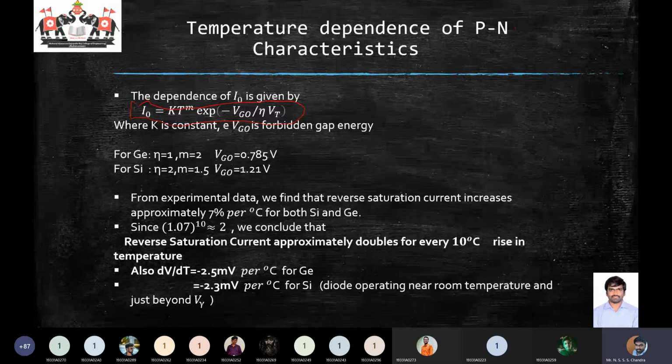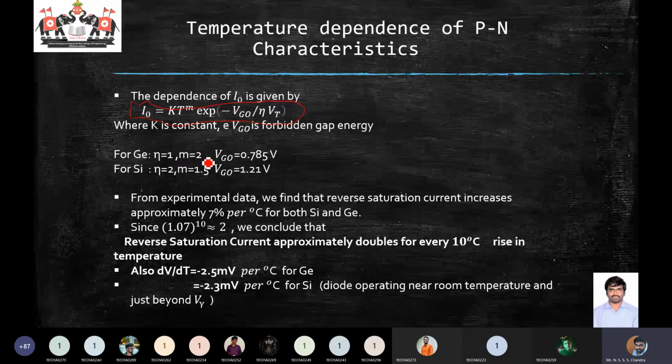So I naught is equal to k into T power m into exponential of minus Vg naught by eta Vt, where k is some constant, m is also a constant for a given diode, and Vg naught is nothing but your forbidden gap energy. For germanium, eta is equal to 1, m is equal to 2, whereas the forbidden energy gap is around 0.785 volts. For silicon, eta is equal to 2, m is around 1.5, and Vg naught is equal to 1.21 volts.